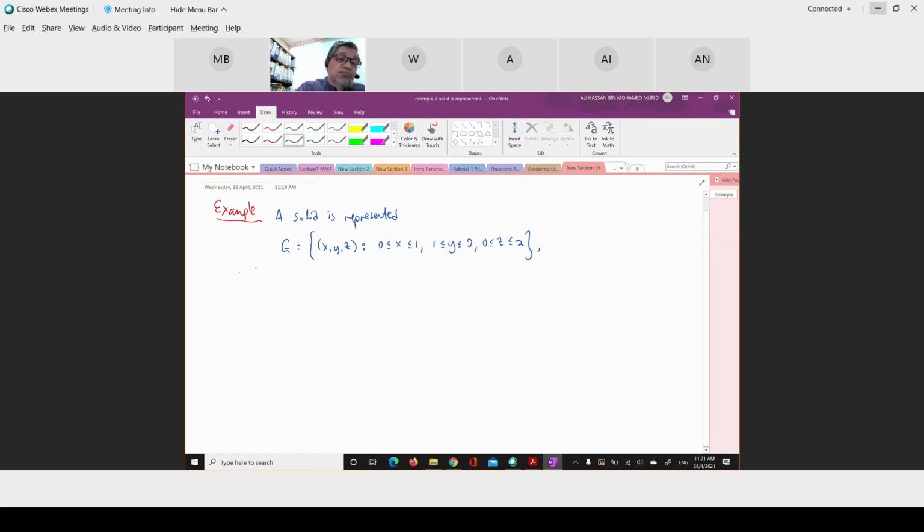The innermost integral has limits for x, and x is between 0 and 1. The middle integral has limits for y, and the limits for y are 1 and 2. And the outermost integral has limits with respect to z, and z is between 0 and 2.